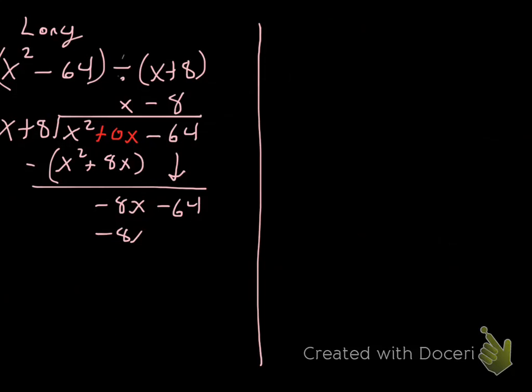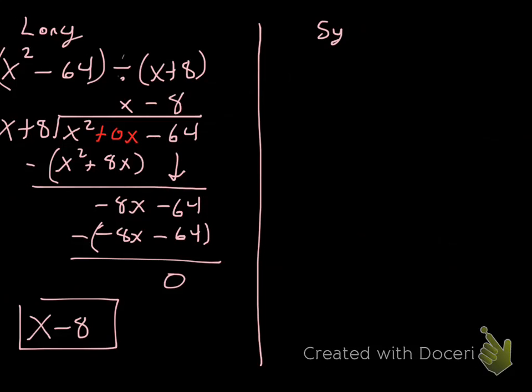Okay, and then 8 times negative 8 is going to give me a negative 64, so that's what's going to happen. And then we'll go ahead and subtract. Negative 8 minus negative 8 is 0. Negative 64 minus negative 64 is 0. So the remainder is 0, and our quotient is x minus 8.